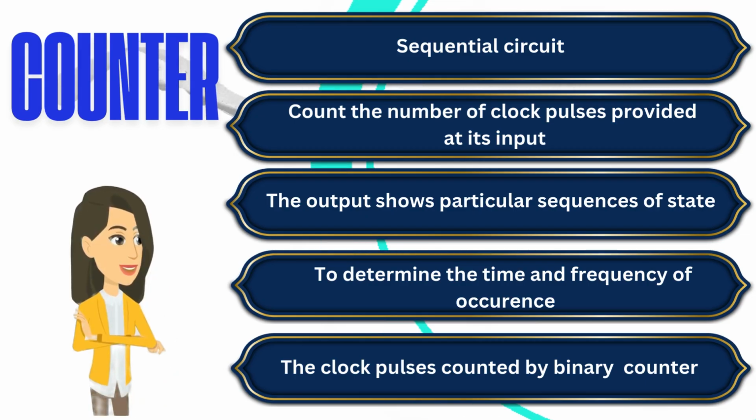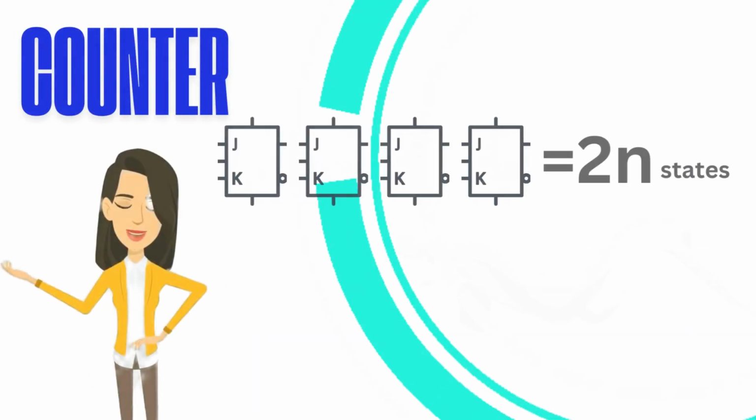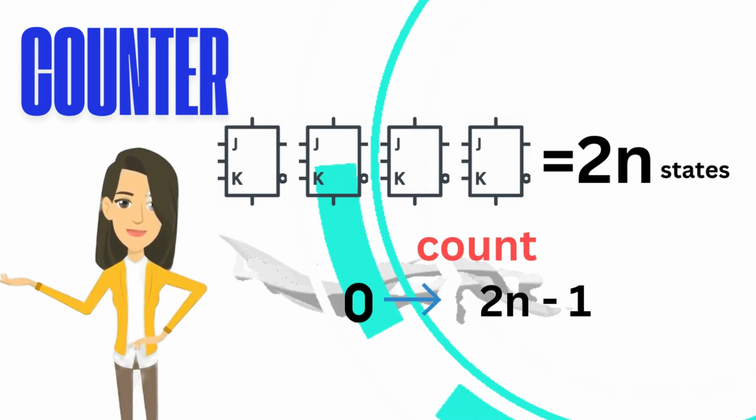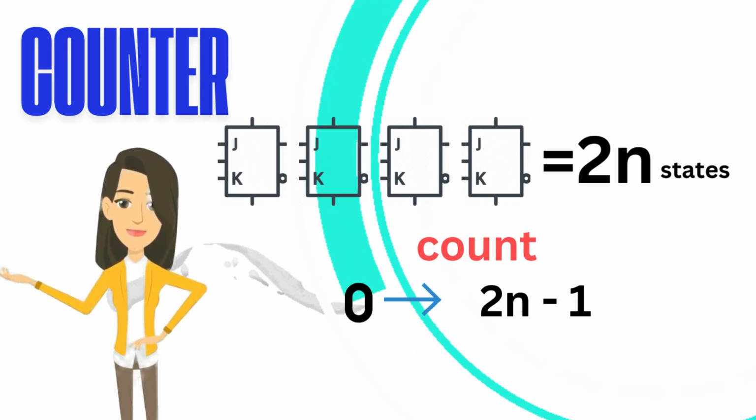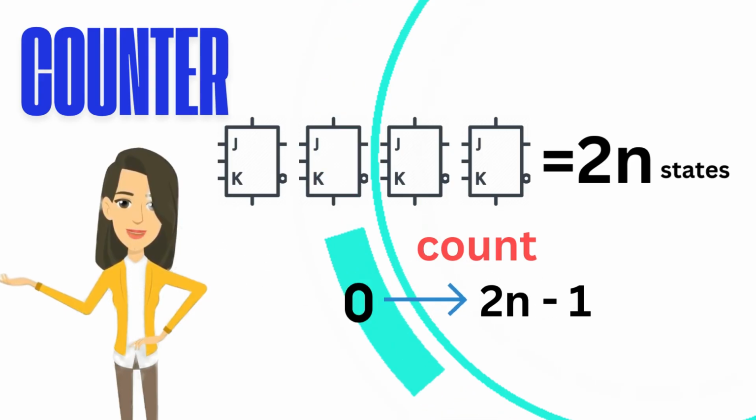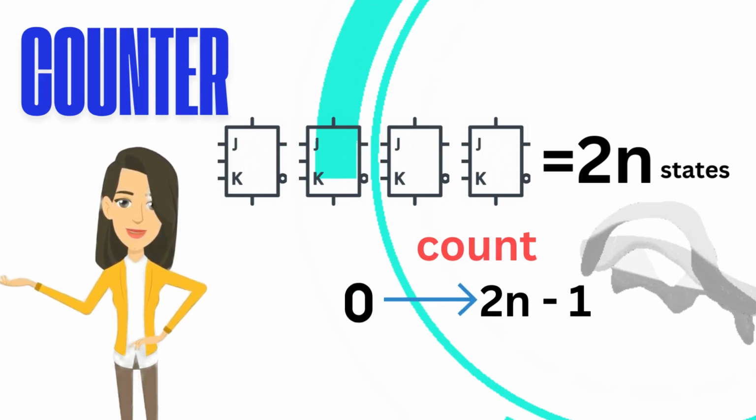An arrangement of a group of flip-flops in a predetermined manner forms a binary counter. The applied clock pulses are counted by the counter. We know that a flip-flop has two possible states, therefore, for n flip-flops, there will be 2^n number of states, and permits counting from 0 to 2^n - 1.